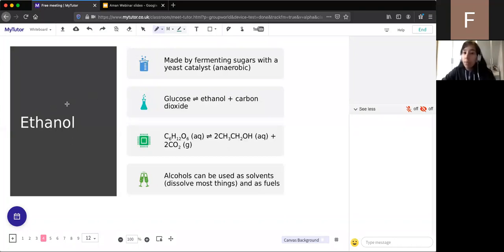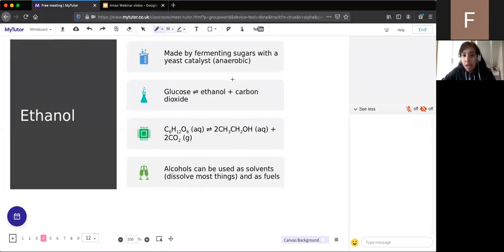Now, the problem with that is that ethene comes from crude oil, and crude oil is a non-renewable source, and it causes global warming from the carbon dioxide that's produced as we burn or fractionally distil crude oil. So one of the reasons we don't like producing ethanol this way is that it's from crude oil, and that's a non-renewable source. So another way that we can make ethanol, which doesn't use a non-renewable source, is by fermenting sugars with a yeast catalyst. So the actual reaction is glucose, and it produces ethanol and carbon dioxide.